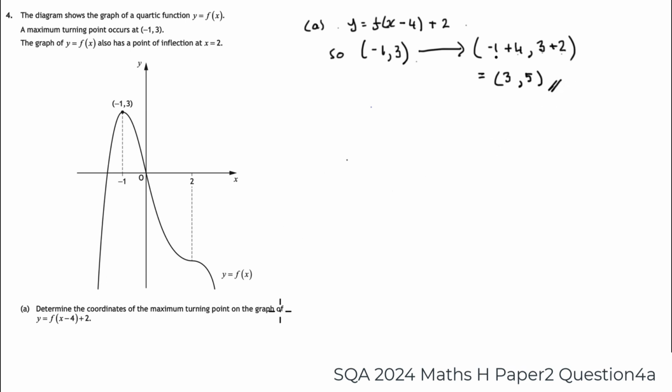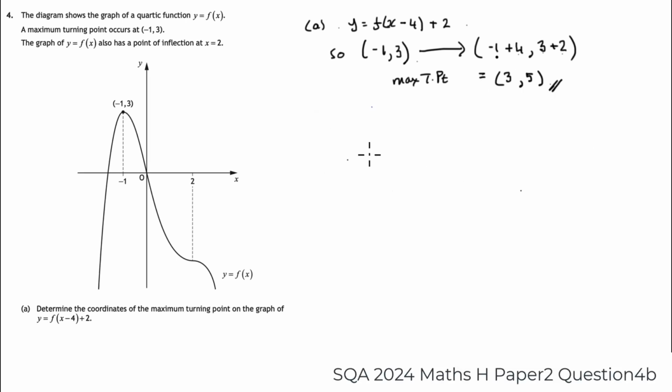So to determine the coordinates, the maximum turning point on that graph equals (3, 5). So we'll now move on to part B of the question. And let's have a look at that. We're told that on the diagram in your answer booklet we have to sketch the graph of y equals f dashed of x. That's the derived graph, the gradient graph, if you like, the one that shows you what the gradients are on this graph.